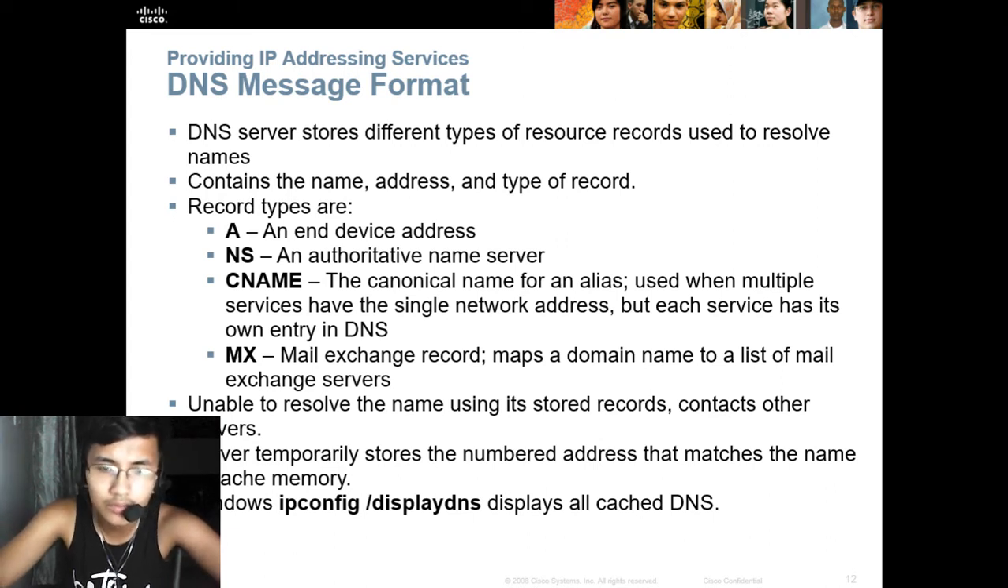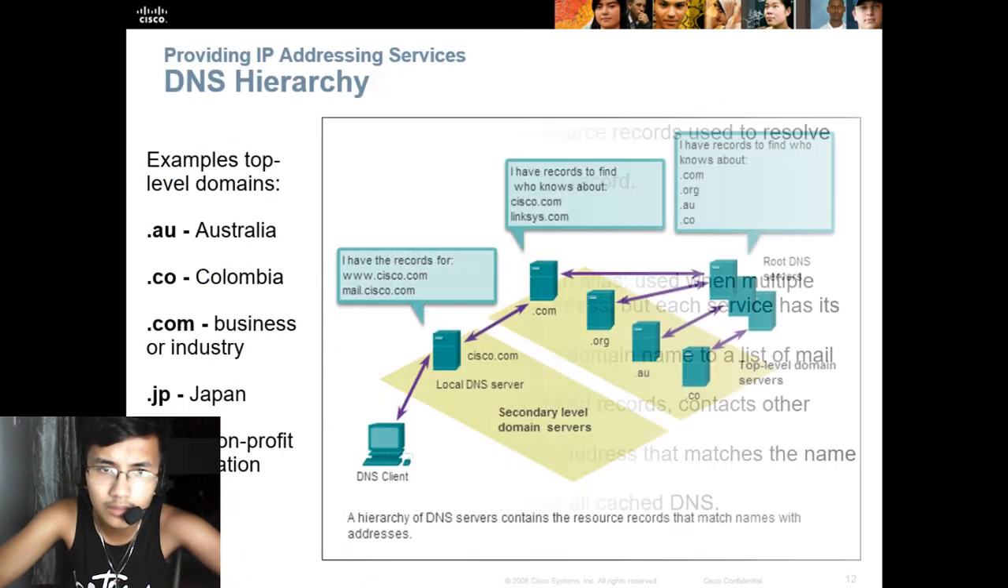If the server is unable to resolve the name using its stored records, it contacts other servers. The server temporarily stores the numeric address that matches the name in cache memory. In Windows, ipconfig /displaydns displays all cached DNS entries.